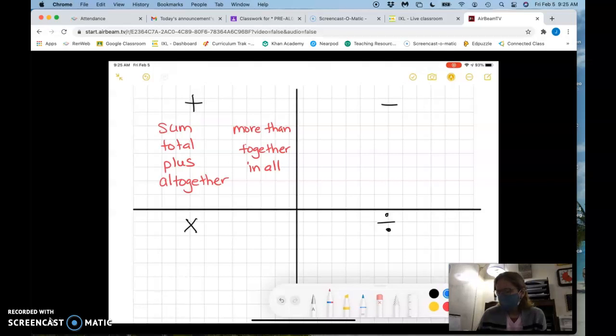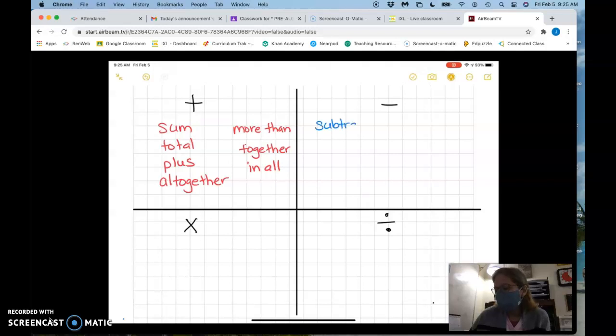What type of words will we see when they want us to subtract? We might just see the word subtract. Minus. Good. Difference. Less than. Fewer. Yes. Good.